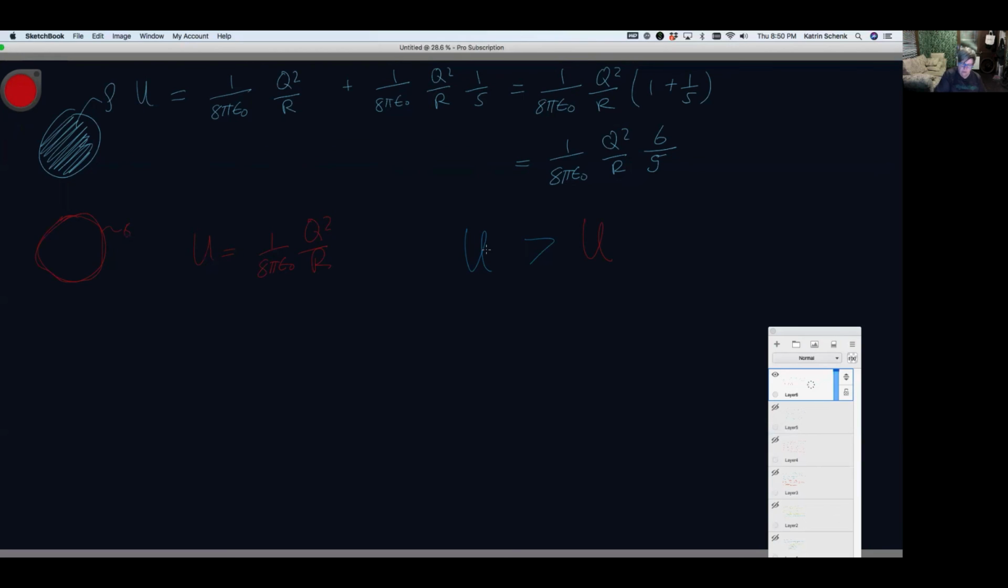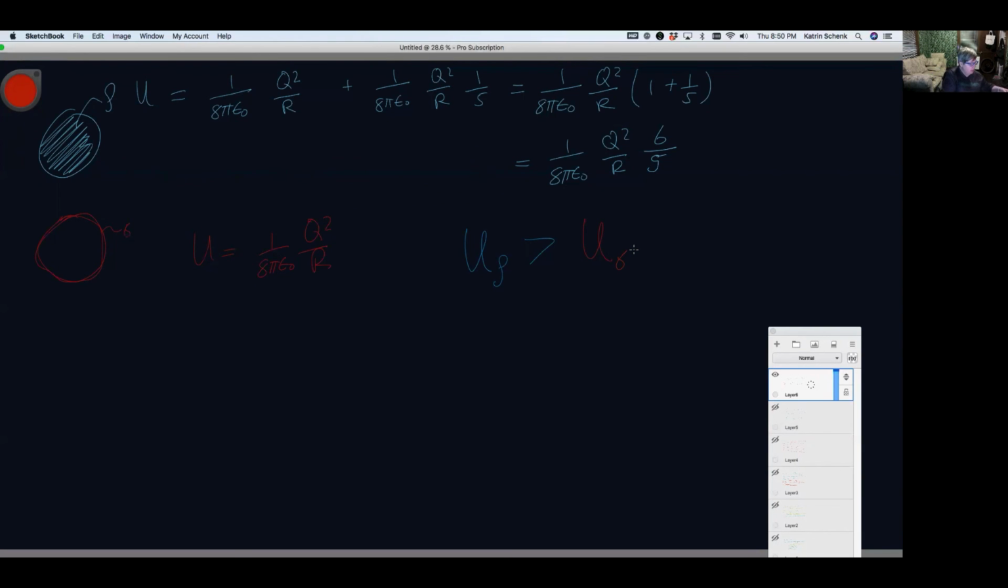Then we can say the U from rho is greater than the U from the sigma surface charge, which is really why, when you put a bunch of charge on a conductor, it doesn't just distribute itself uniformly through the volume. It stays on the surface because it is more energetically advantageous for it to do that. Okay, that's what I wanted to tell you.